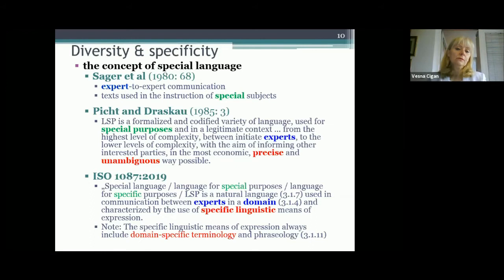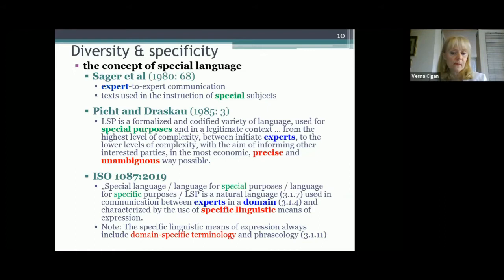So in order to teach authentic language needed in specialized communication in target workplace settings, a particular extract of language needed to be identified as the subject of an LSP course. This gave rise to various definitions of the concept of special language. The term special language offered by Sager applies to expert-to-expert communication and texts used in the instruction of special subjects.